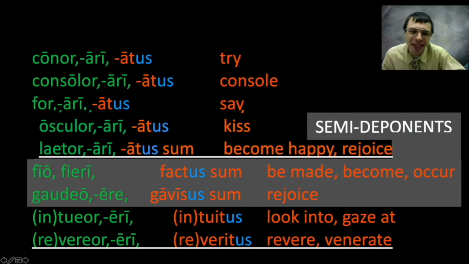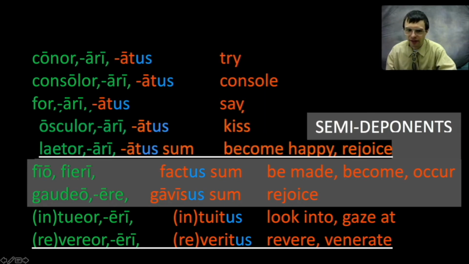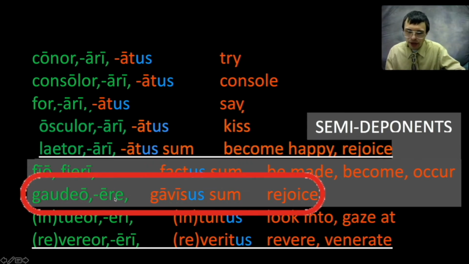All right, so fio is the worst of the semi-deponents, but it's kind of irregular, so you really need to focus on it. Its forms here are fio, fis, fit, fimus, fitis, fiunt, fiebam, fiebas, fiebat, fiebamus, fiebatis, fiebant, fiam, fies, fiet, fiemus, fietis, fient. And then the perfect forms are factus sum, factus es, factus est, facti sumus, facti estis, facti sunt. Alrighty. And then gaudeo, gaudere, gavisus sum means to rejoice.